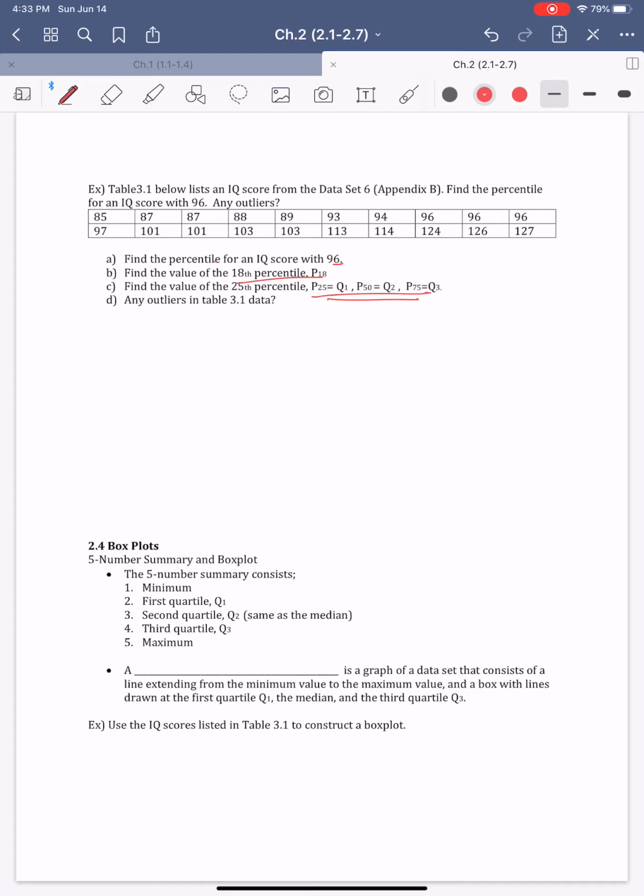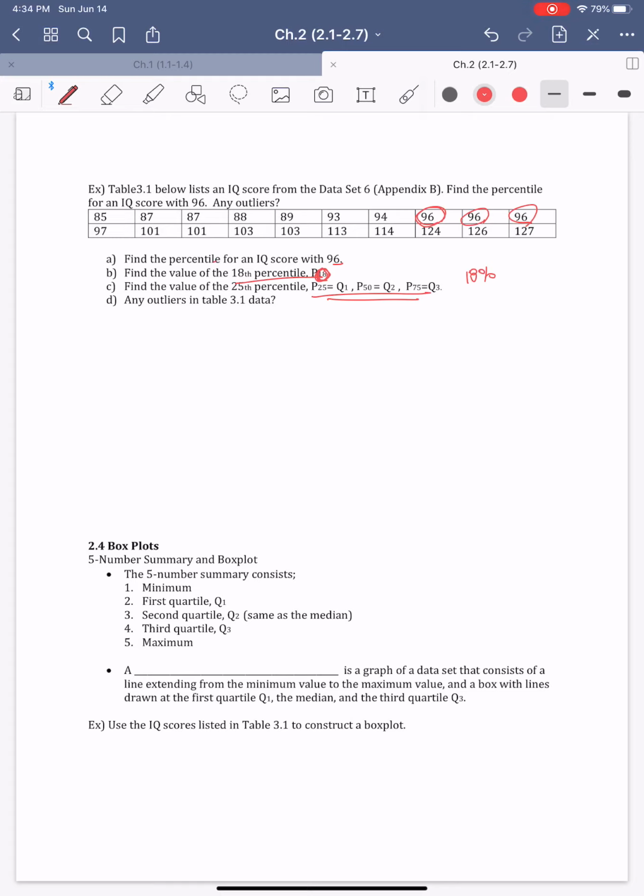Now I want you to note that A versus B and C is a different thing. A is asking you to find the percentile. There's a data value 96, and they want to know what percent of the data it represents, its position: 50%, 40%, 30%? Versus B and C, where they give you the percentage value, 18%, and you're trying to find the data value that represents the 18%.